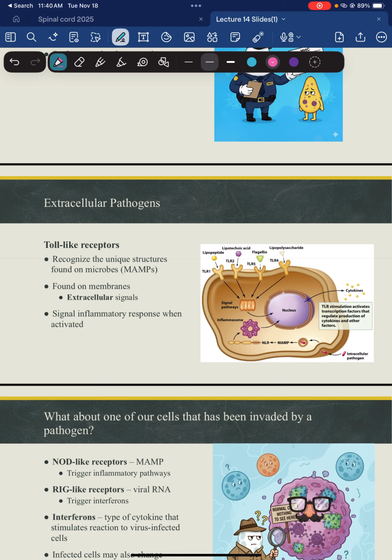One's called toll-like. Toll-like exists on the outside of cells. So remember, extracellular versus intracellular. And then on the inside of cells, we have nod-like and rig-like.